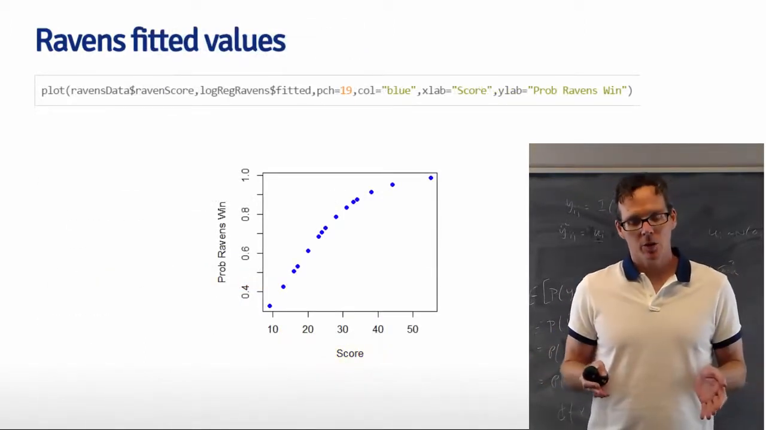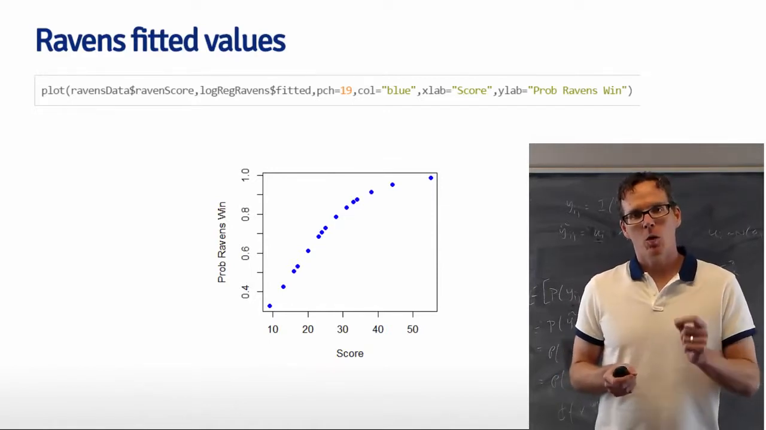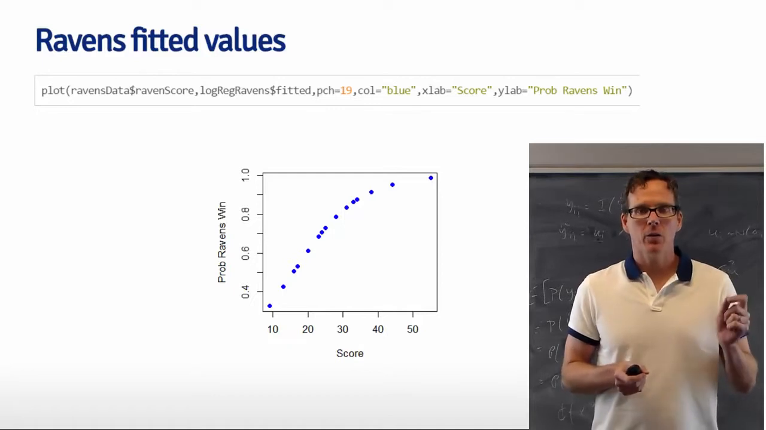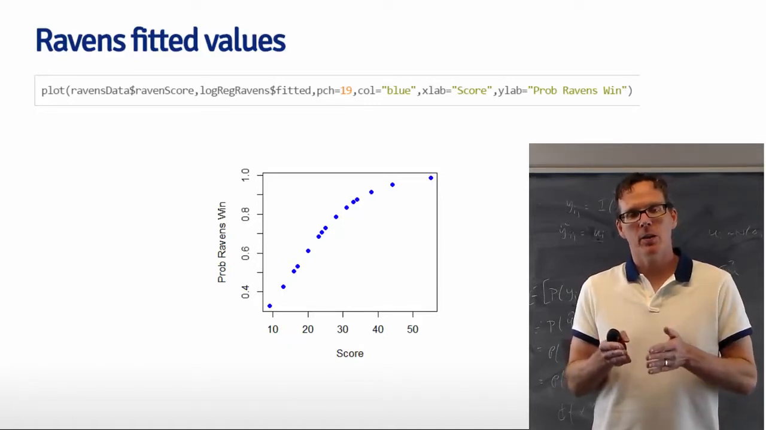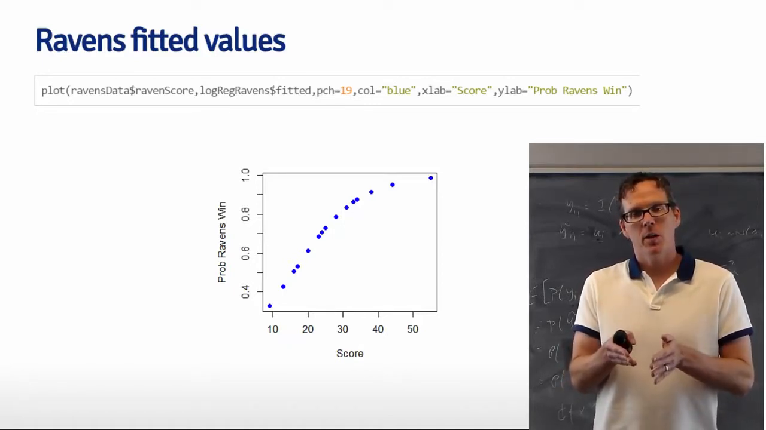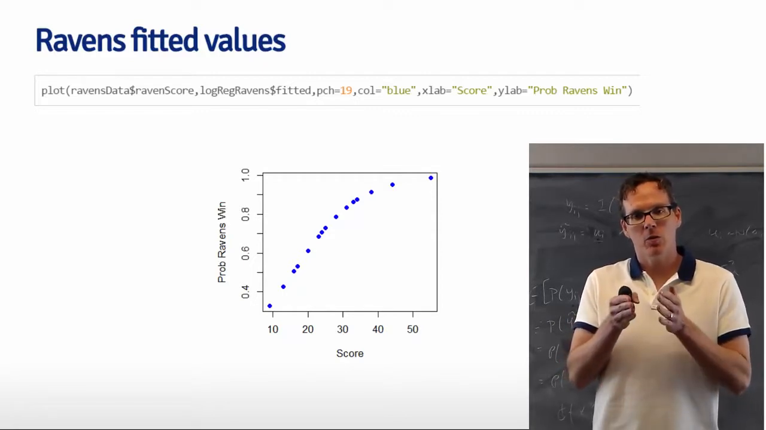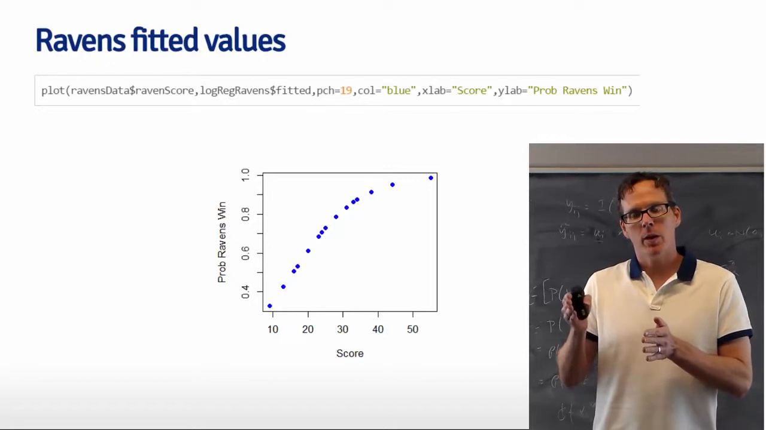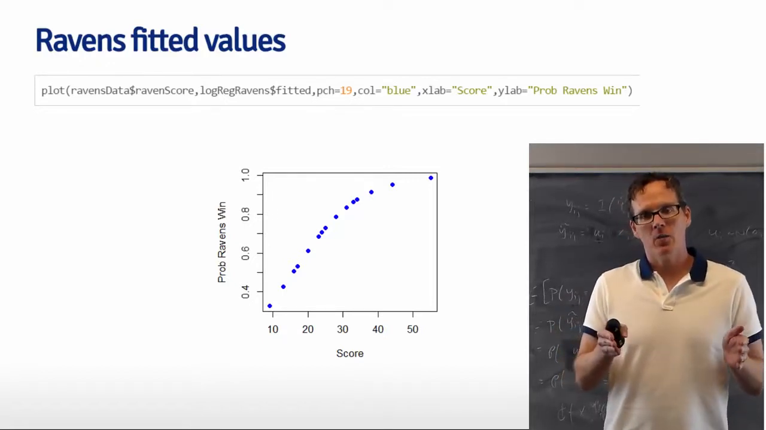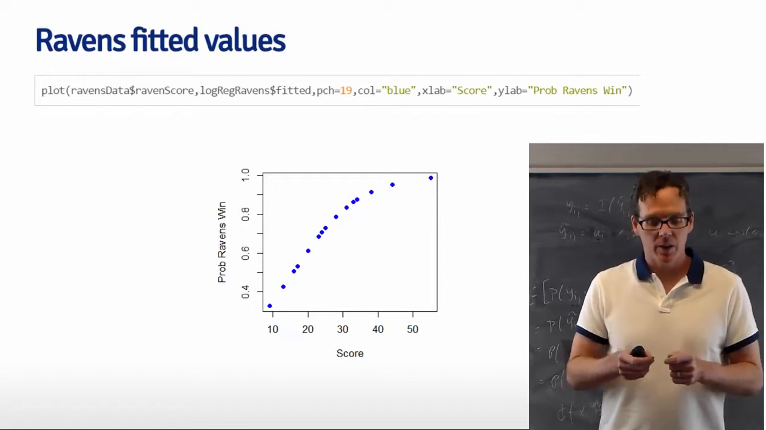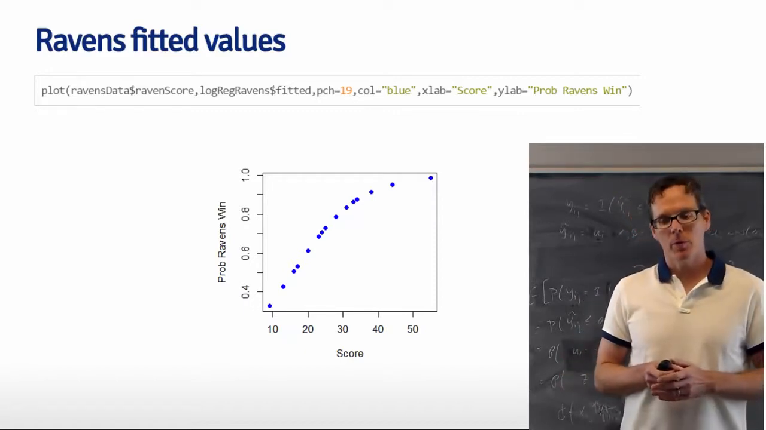So here's the fitted curve. These are the predicted responses put back on the probability scale. What R did is it plugged in the x values associated with the coefficients. So it took the scores, multiplied them times the coefficient for the scores, added the estimated intercept, and then took e to that value over 1 plus e to that value, and that gives us the probabilities.